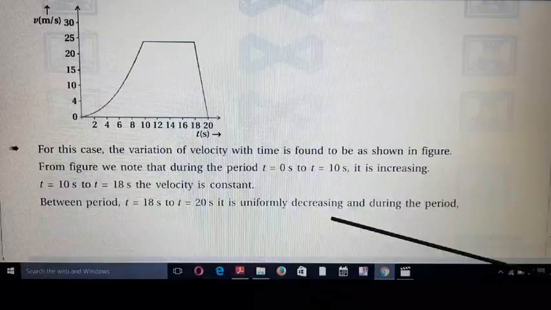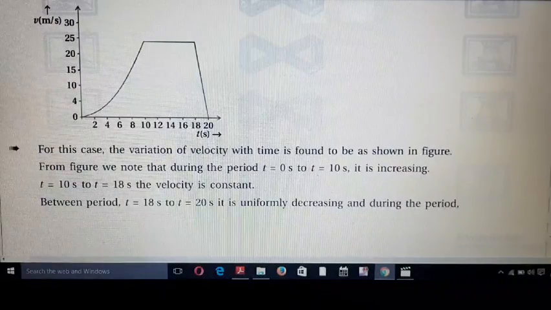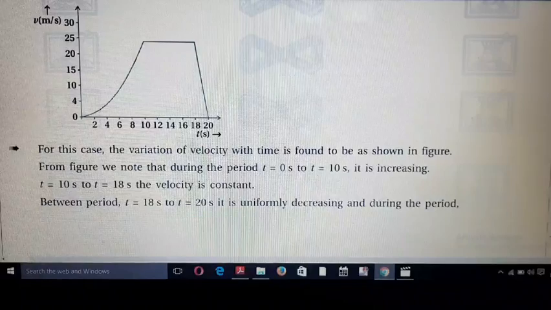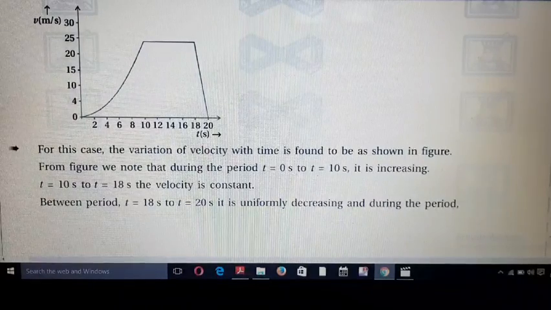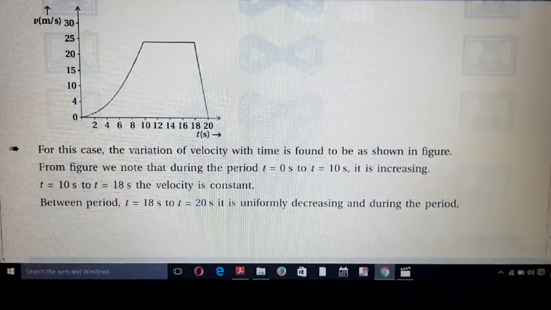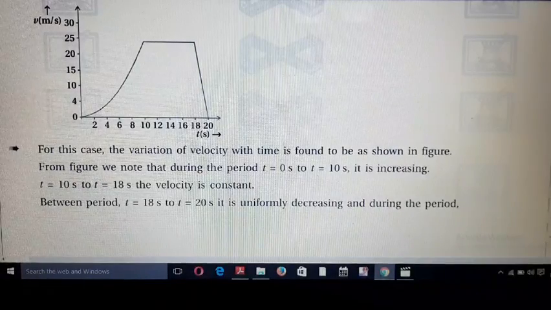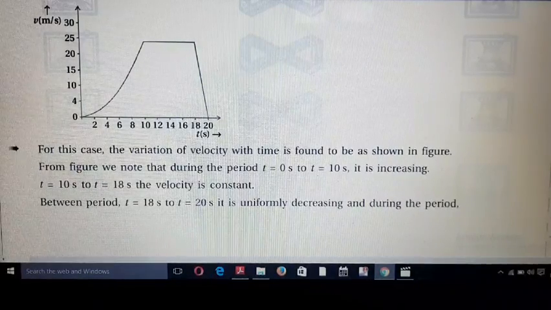So friends, today I taught instantaneous velocity. It is very useful in our life. So friends, you prepare this question. Okay.